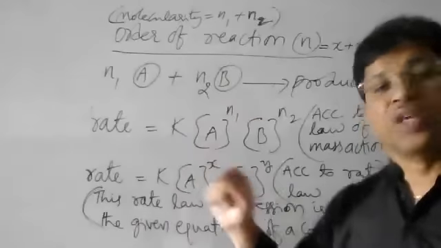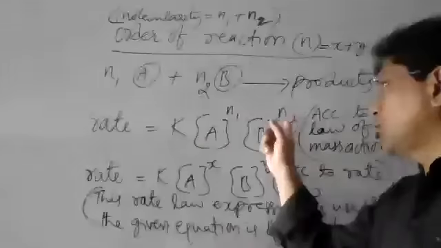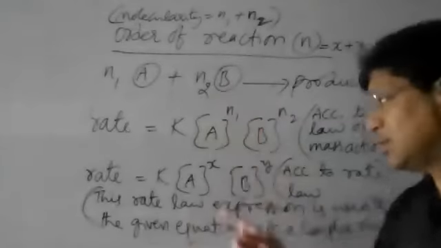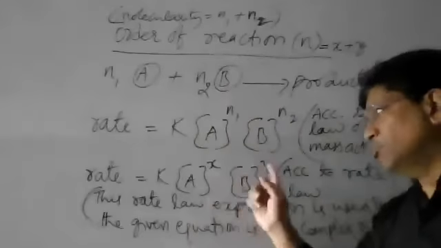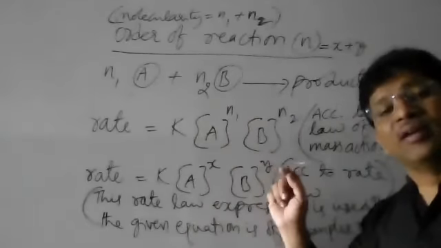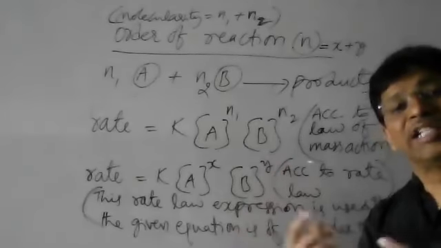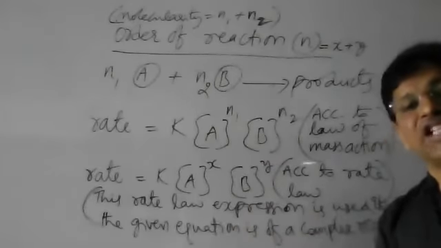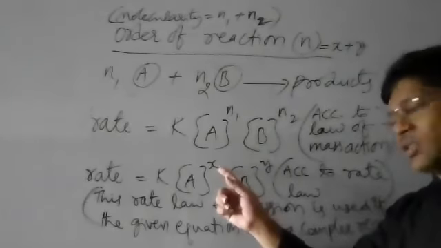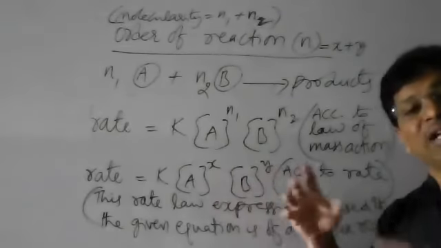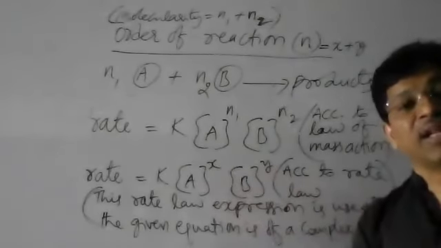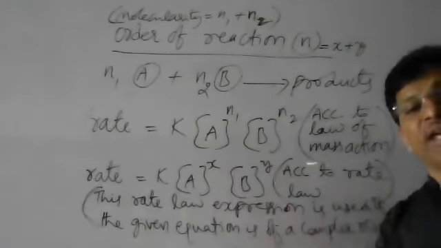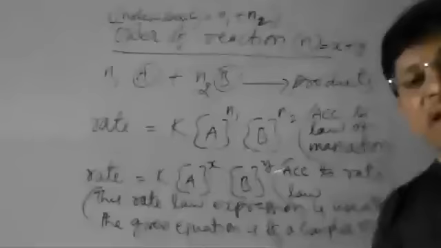But for complex reactions, this x plus y value, order of reaction, will not be equal to n1 plus n2. So the sum of stoichiometric coefficients is called molecularity. The sum of active moles, x plus y, is called what? Sum of active moles. Active moles means x moles of A, y moles of B will decide the rate of reaction. That point you have to remember. Take the screenshot now.